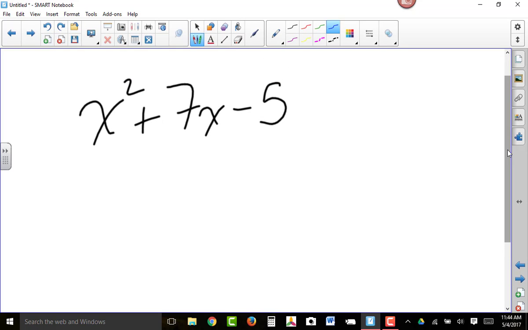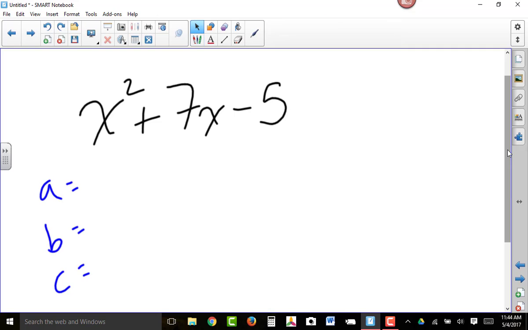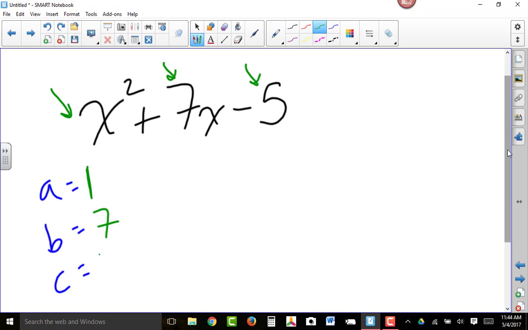And so to do that, I need an A, I need a B, I need a C. Okay? And what's my A, please? 1. 1, that's right, because right here is a coefficient. We don't write it, but there's a 1. Do I have a B? 7. That's right, I have 7. Very nice, thank you so much. And then what do I have for C? Negative 5. I have negative 5. Okay, cool.